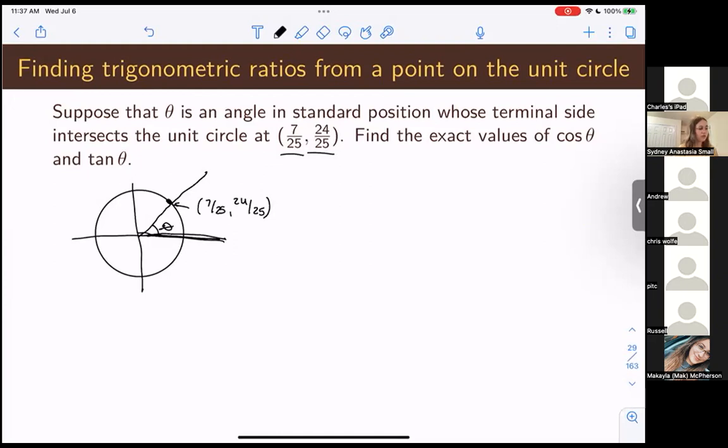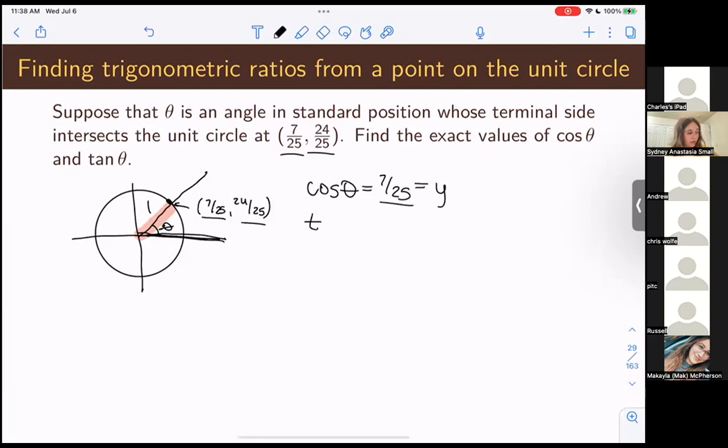Well, turns out we already have all of the information we need. We have our x value, we have our y value, and because we're talking about the unit circle here, we already have our radius, which is going to be this guy right here, which we already know has length 1 because the unit circle has radius 1. So, using this information, we know that the cosine of theta is just our x coordinate, which is 7/25.